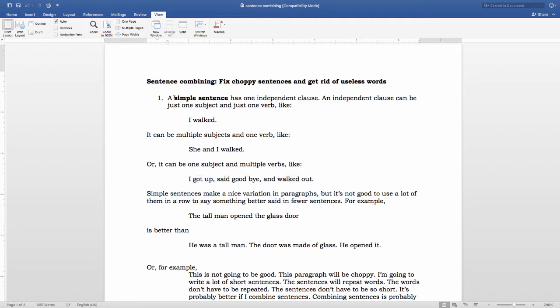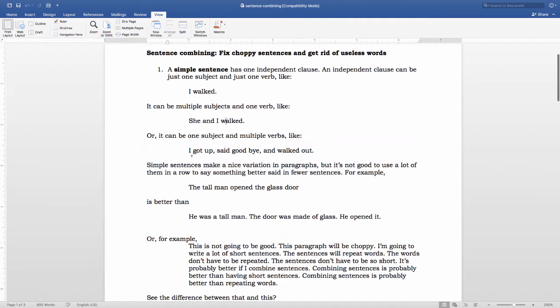All of these are what we call simple sentences, and the reason is because we have only one unit of subject and verb. This is one subject, one verb. This is two subjects together, one verb doing the same thing. This is one subject doing multiple things, got up, said goodbye, and walked out, but it's a single unit, okay? So that's what makes it a simple sentence.